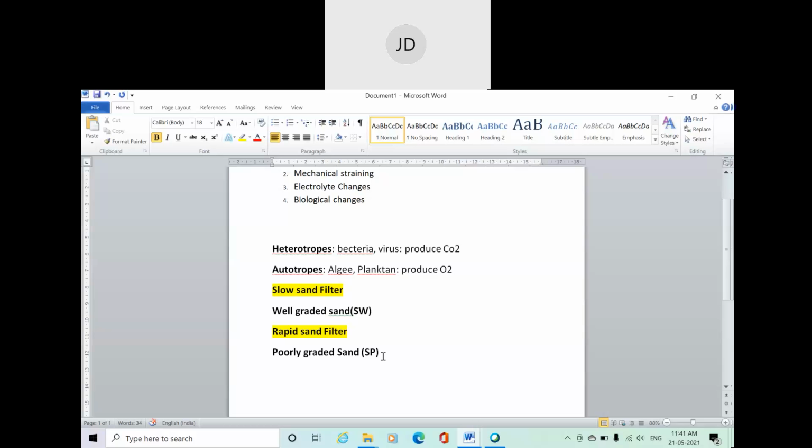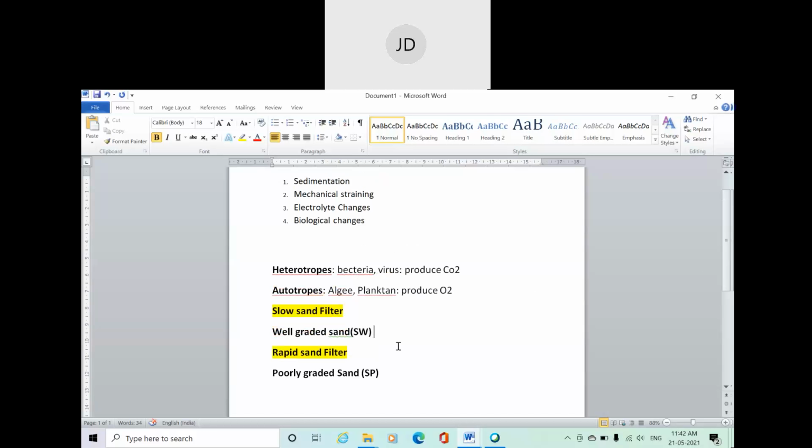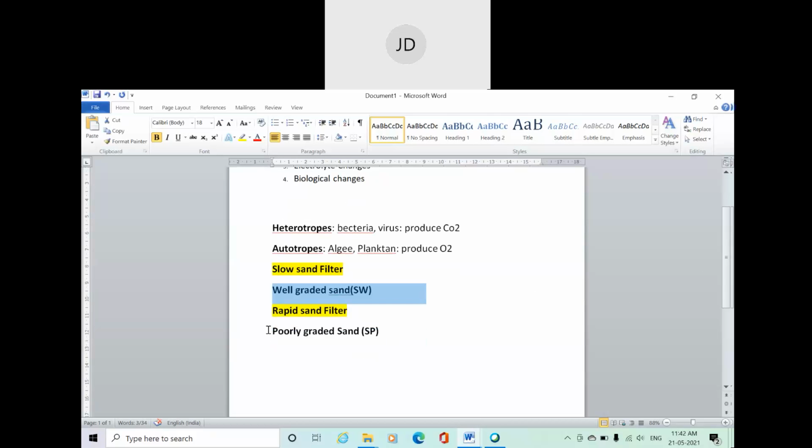So if I give the basic difference between Sloshing and repetition filter, what is the prime difference? In the Sloshing filter, the filtration rate is low, but in the repetition filter, the rate of filtration is high. In the Sloshing filter, we use well-graded sand. In the repetition filter, we use poorly graded sand. We have lesser voids in the Sloshing filter and larger voids in the repetition filter.